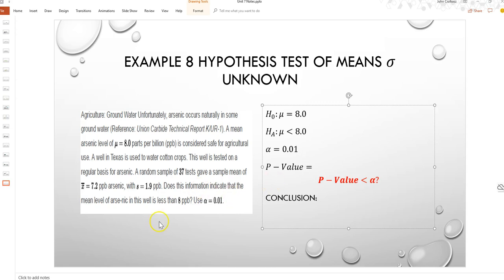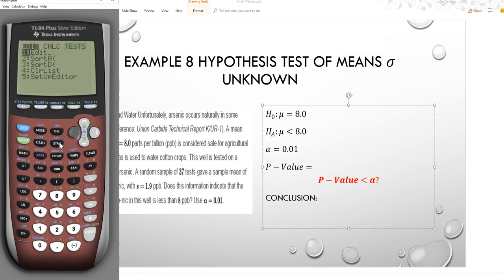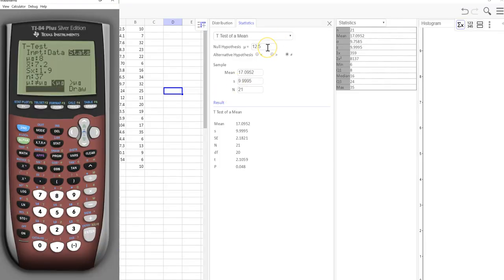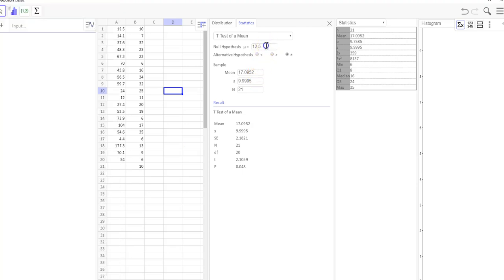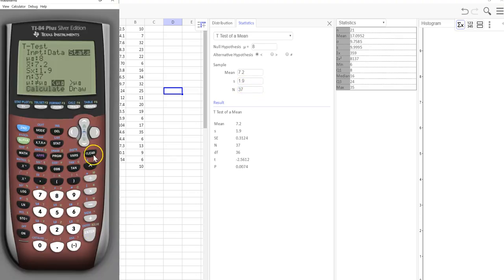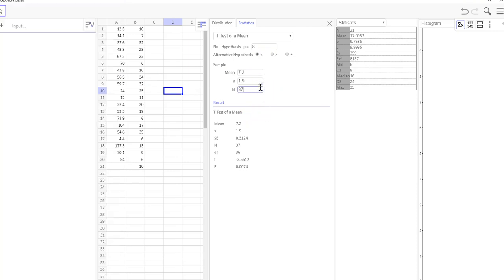So we have our test set up here. We have just some stats given to us. If I'm in a calculator, I would go to STAT, TESTS, t-test, and then click over on Stats. So we got 8. Our sample mean we were told is 7.2. Sample standard deviation was 1.9. It said 37 tests, so that's our sample size, and then we want less than. For GeoGebra, we got 8, 7.2, 1.9, 37, let's make sure it's right. Null hypothesis was 8, 7.2, we're looking at 8 less than, 1.9, 37, good. Just hit enter there, got our p-value.